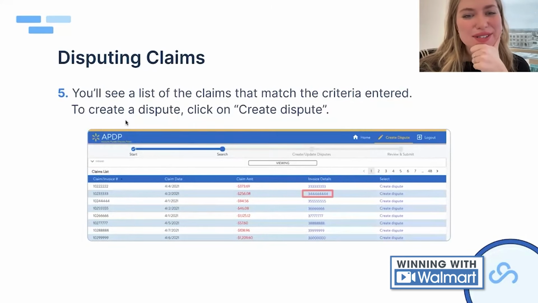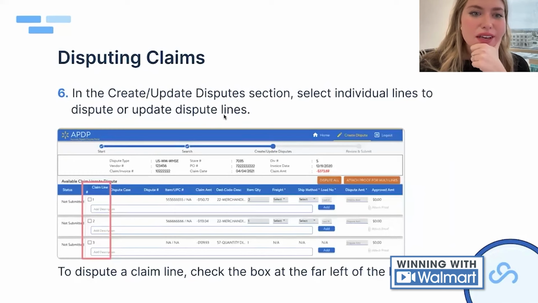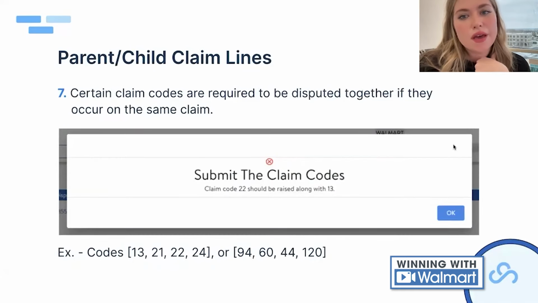So then you're going to see a list of claims. To create a dispute, you're going to want to click on Create Dispute. And then in the Create Update Dispute section, you're going to select those individual lines to dispute or update the dispute lines. So you can click them over here. And then a certain number of codes are required to be disputed together if they occur on the same claim. So in this example, a claim code 22 should be erased along with a 13. So for example, codes 13, 21, 22, 24, or like we talked about, 94, 60, 44, 120.